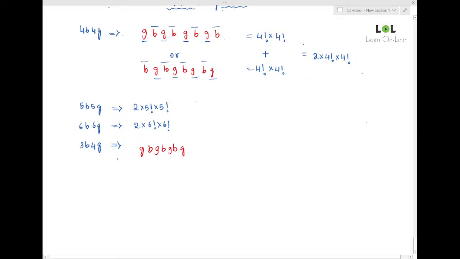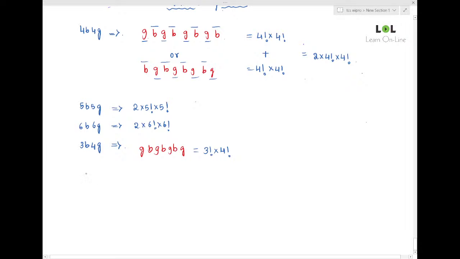Because if I make a boy sit in the first position, we will lose the alternate position there. So whenever the difference between boys and girls is 1, what do we get here? The answer is: boys can be arranged in 3 factorial and girls can be arranged in 4 factorial. Here we do not get 2 cases. Why we don't get 2 cases? Because a girl must sit in the first position, a boy cannot sit in the first position.